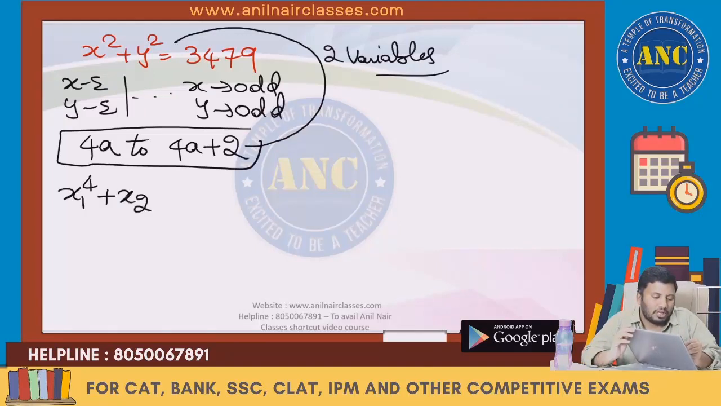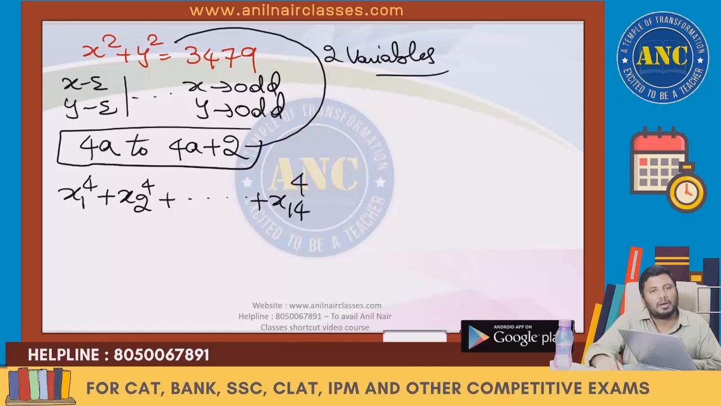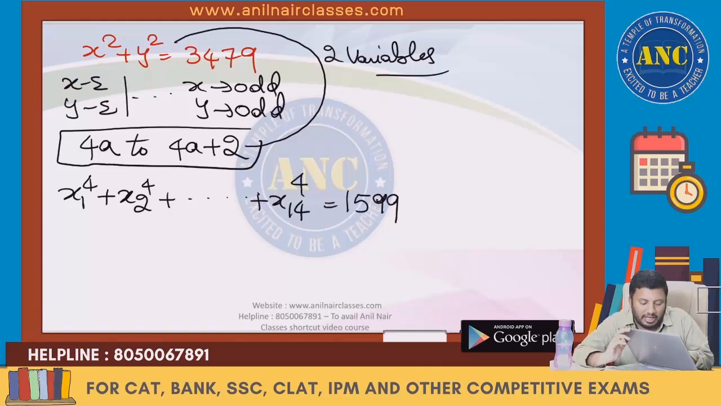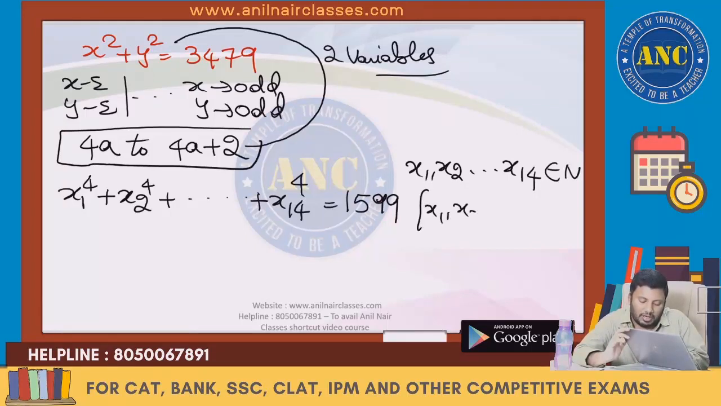Next question. This is a tricky question, but once you understand, it's an easy question. x1 power 4 plus x2 power 4 and so on up to x14 power 4 is 15, 19, 9. Seems a very difficult question, but it is a 10 seconds problem. All are natural numbers, x1, x2 till x14. How many values can it take?